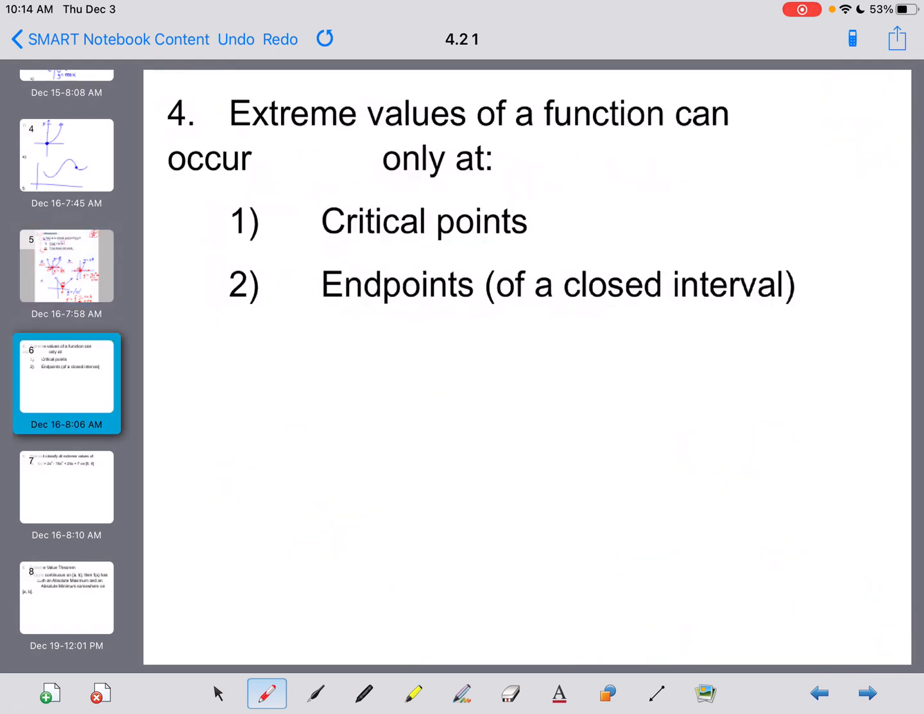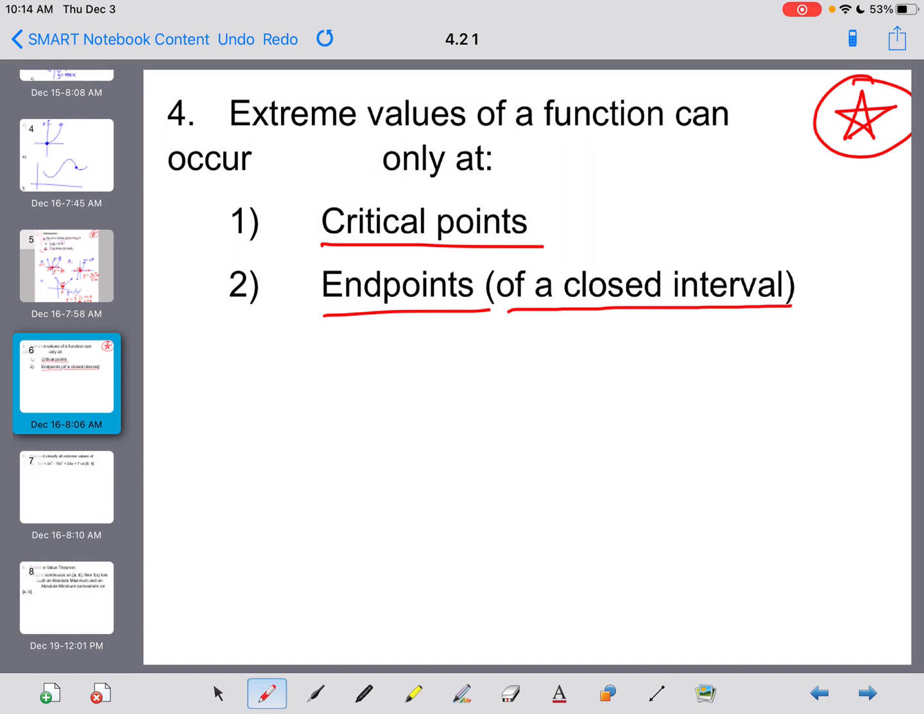Now that being said, this is another one right here that you want to make sure that you get very clearly written in your notes. Because again, it's a relatively simple concept, at least to understand it at this base level, but people tend to get this wrong. Extreme values of a function can occur only at two things, guys. They can occur only at critical points and only at endpoints. Although to be clear, we're only going to have endpoints when we're dealing with a closed interval.